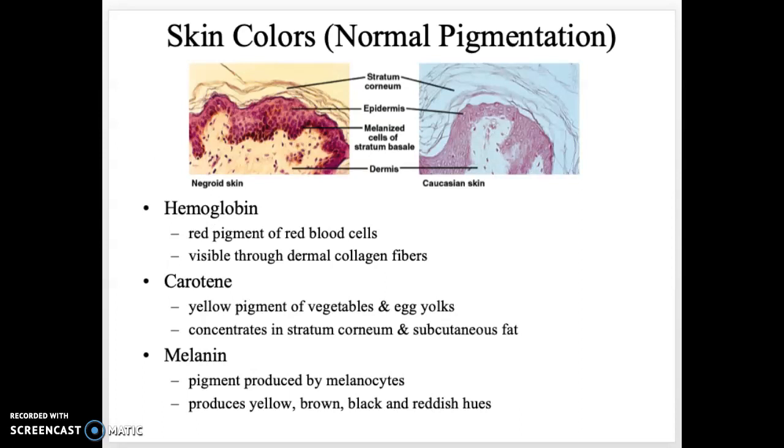So skin is colored. It has a few different colors. Skin is red because of something called hemoglobin, which is important in carrying oxygen. So if we are carrying oxygen correctly, our skin will have a nice little pink tint to it. Carotene is a little yellow coloring to the skin. This is the same thing that you see in egg yolks. And then melanin is that pigment produced by the melanocytes that gives us the darkness of our skin.